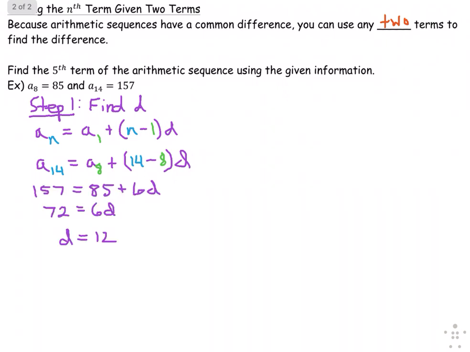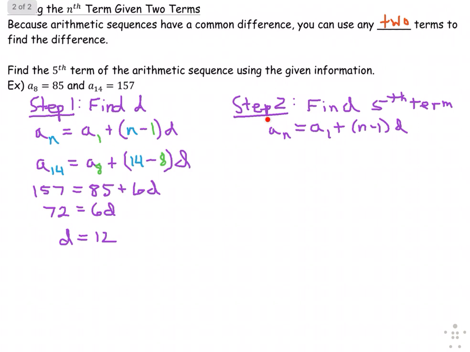Carefully again using the order of operations, 14 minus 8 is 6. Substituting in a sub 8 of 85, a sub 14 of 157. Now I subtract 85 from both sides, so if it's positive on the right, then it's negative on the left. From 157 I get 72, and then I divide both sides by 6.